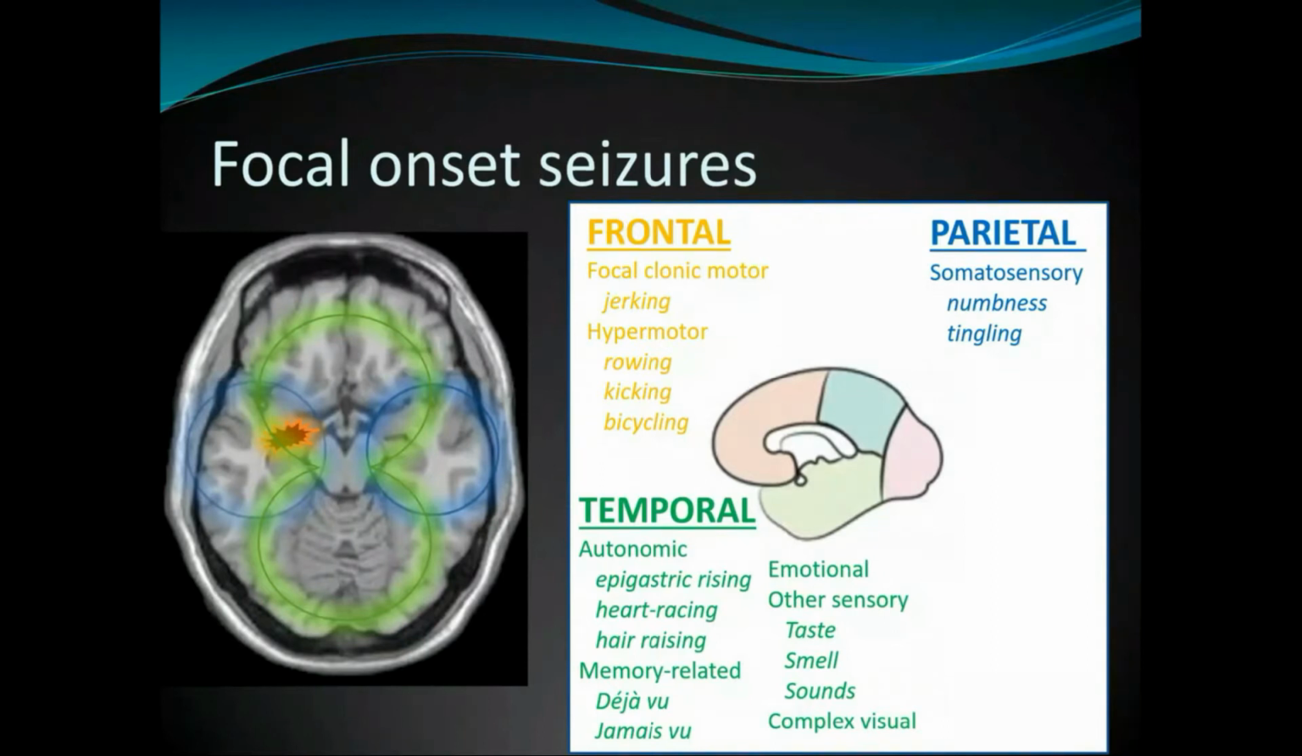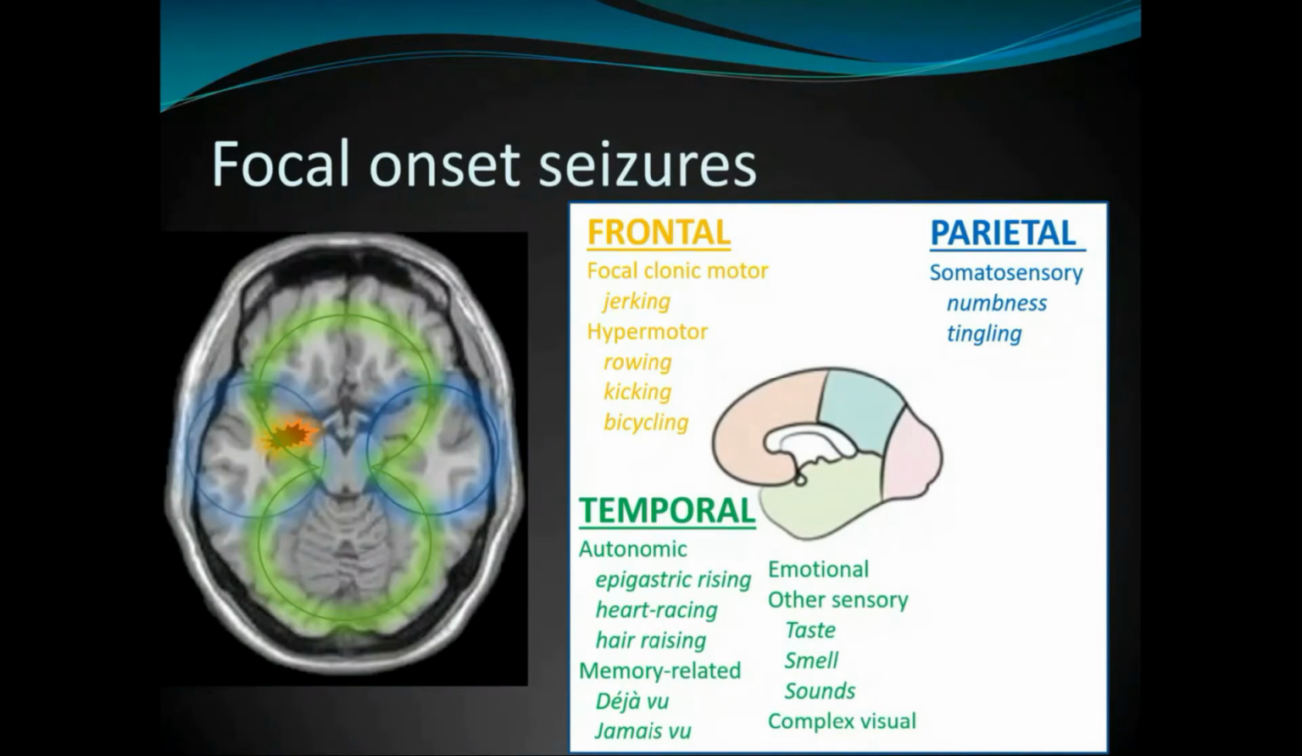On the other hand, something opposite can occur called jamais vu, where you're experiencing something you have experienced before, but you feel as though it's new to you. People may experience emotional symptoms like fear or panic, or things like taste, smells, or sounds. Some people might remember the Canadian Heritage video back in the day where a person said that they smelled burnt toast, right? That would be an example of a focal seizure.